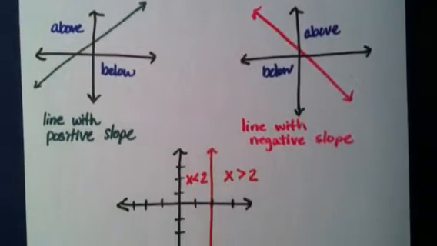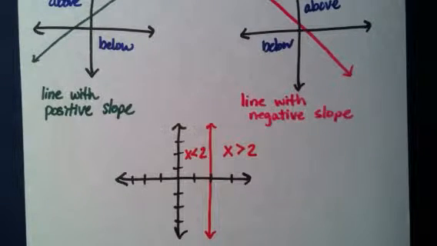If we have a vertical line, if we had x is less than or equal to 2, we would have a solid line and it would be shaded on the left-hand side. If we had x is less than 2, we would have a dotted line that's vertical through x equaling 2, and it would be shaded on the left-hand side.